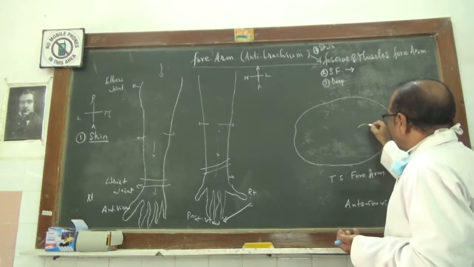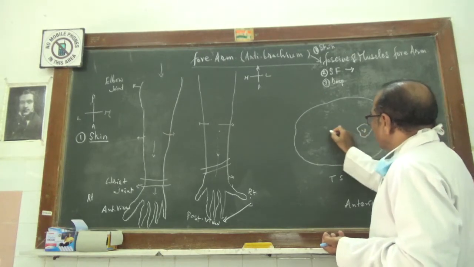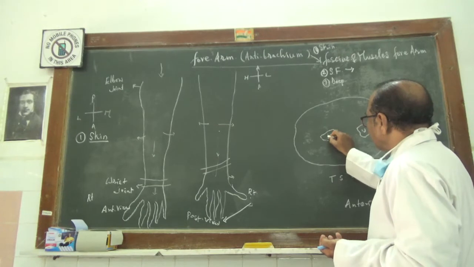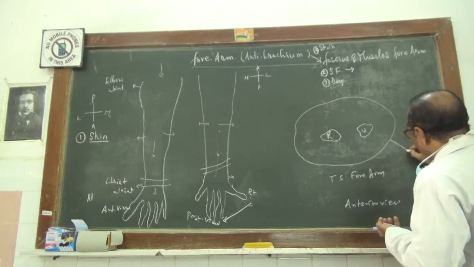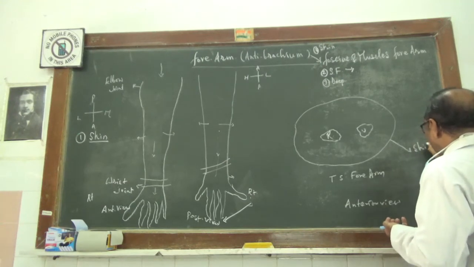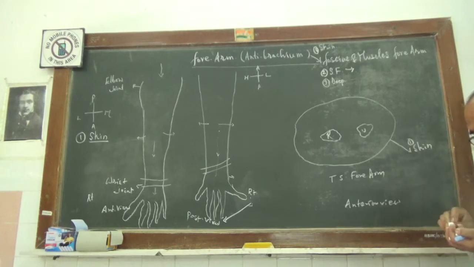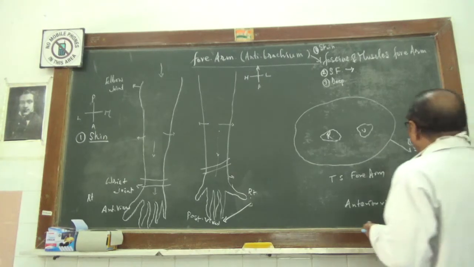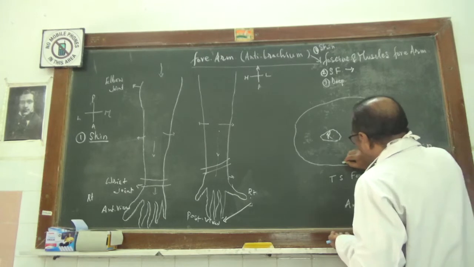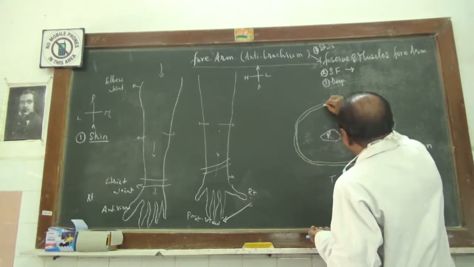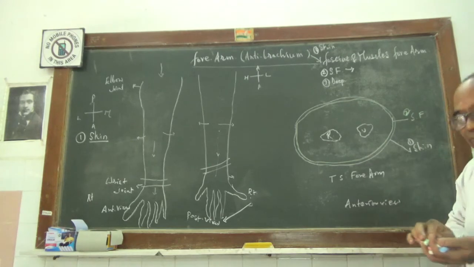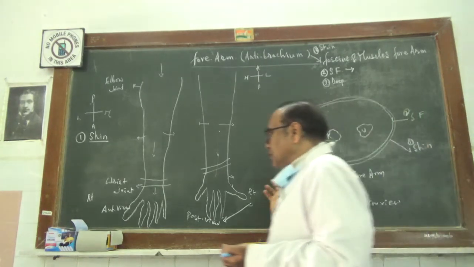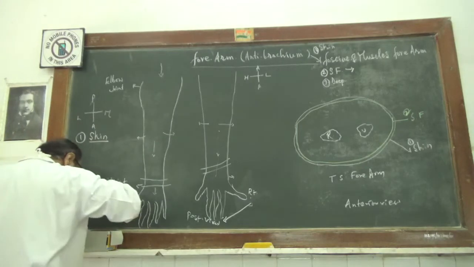Here you will have the ulna. Here you will have the radius, I am writing R. So it is a cut section. You will have the skin, which has already been taught. Now you will have this thing, which is the superficial fascia of the forearm. Superficial fascia.